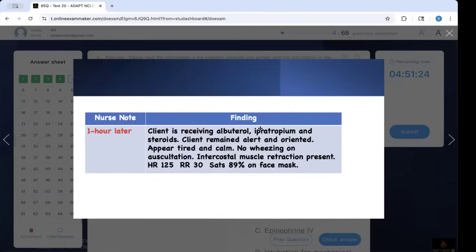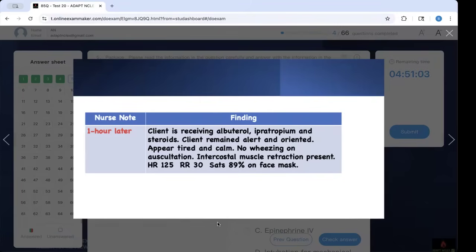Now, this is the condition. After one hour of treatment, the patient has received albuterol, ipratropium, steroid. He remains alert and oriented, but look at it. He appears tired and calm. That's it. What? Silent. It's getting silent. There's no wheezing. That's a silent chest. That's what? Status asthmaticus. We are in trouble.